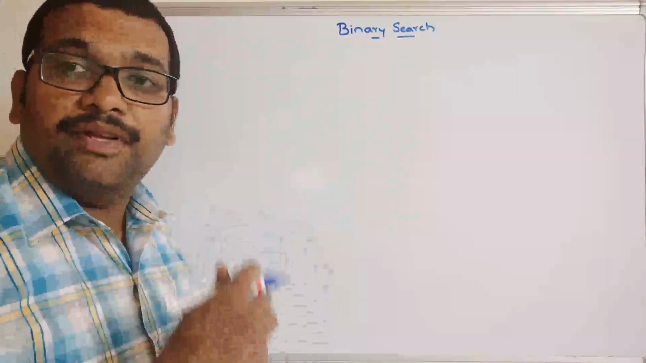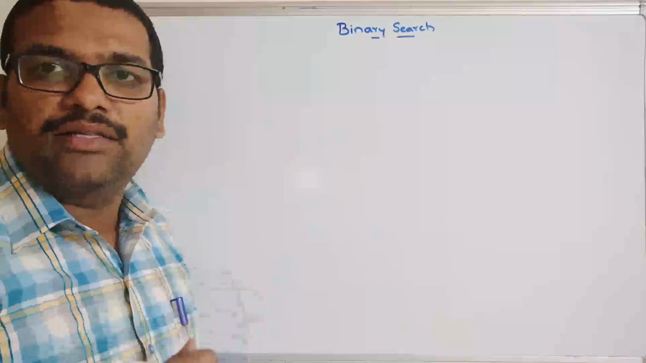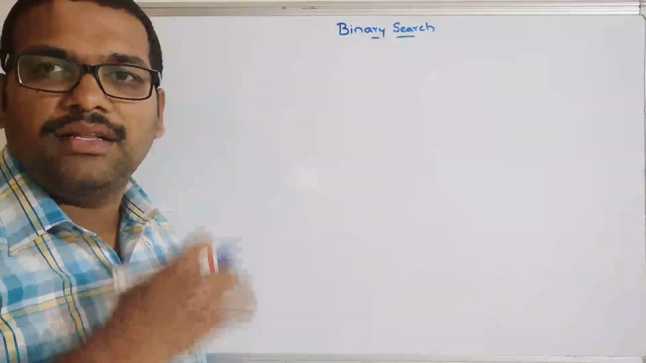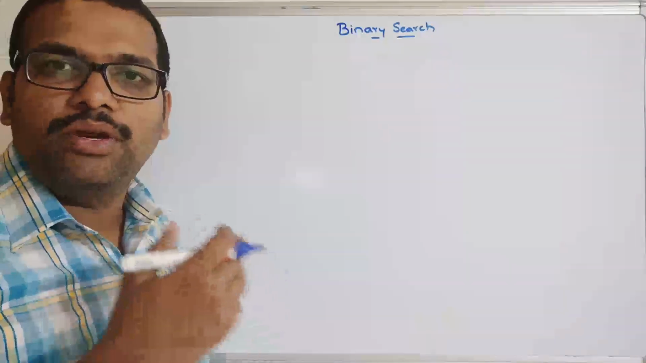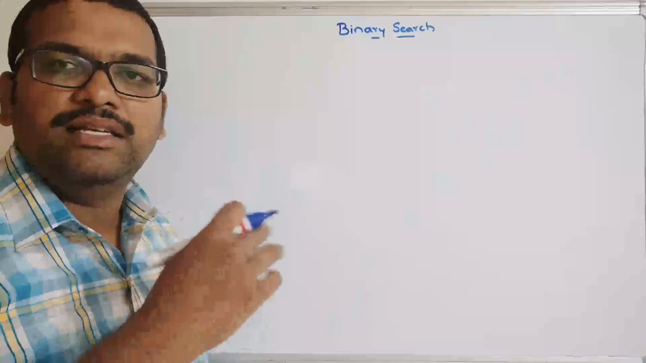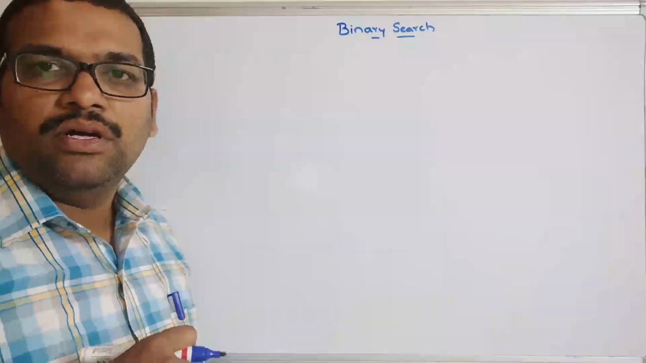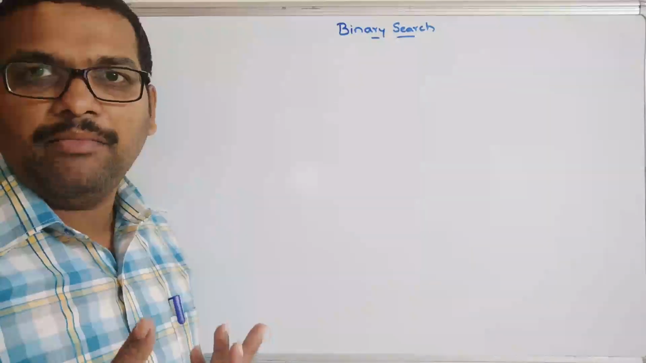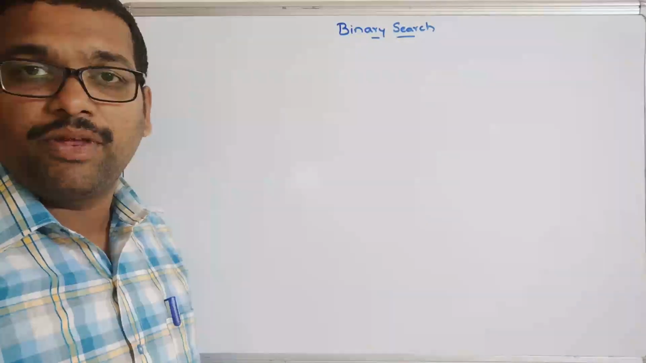In our previous session, we discussed linear search, and we found a drawback: if the search element is at the 100th position, we need to iterate from the first element towards the last element, because we are comparing each and every element. So the time complexity will be more if there are more elements in the list.